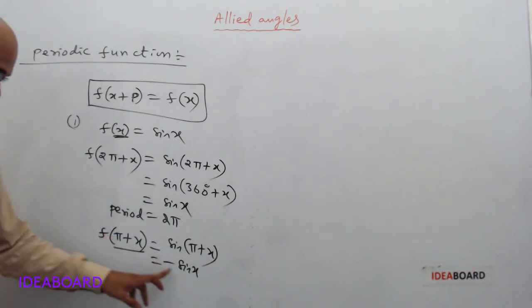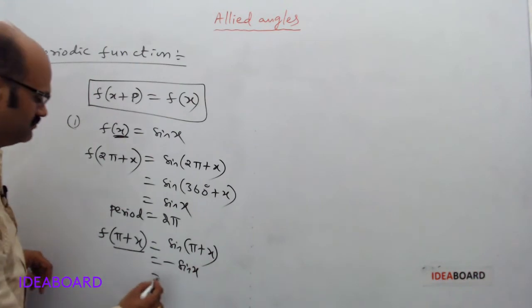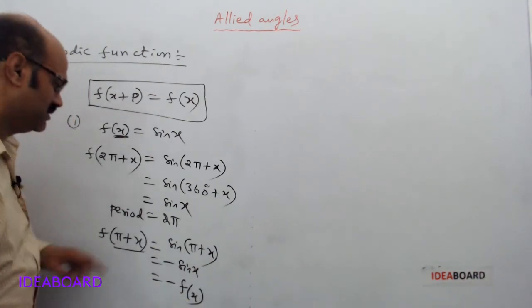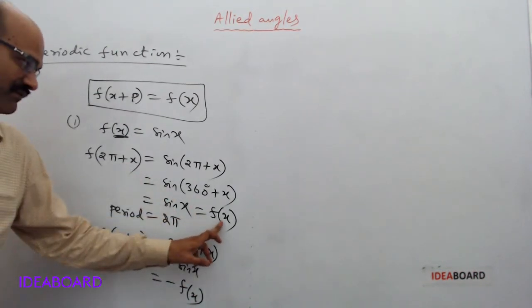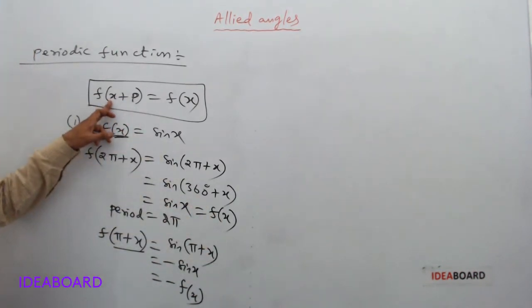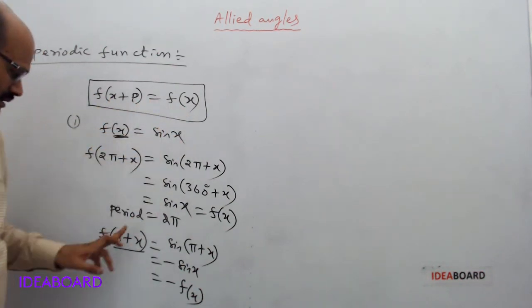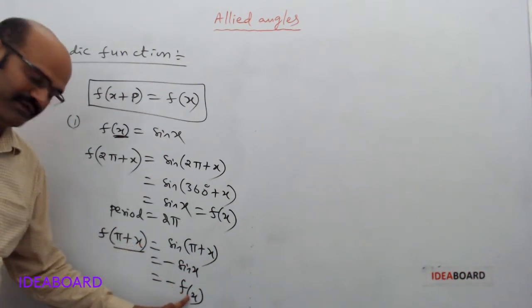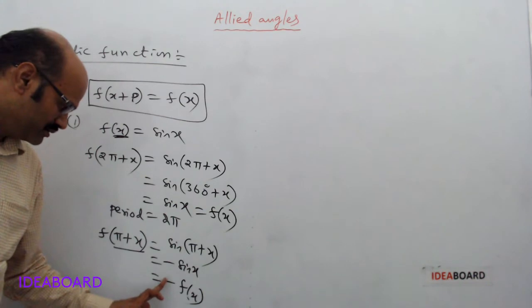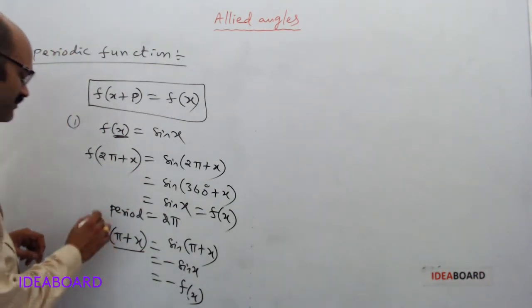So here we are getting minus f of x. Here we are getting f of 2 pi plus x equal to plus f of x. According to the definition, we have to get f of x plus p equal to f of x. When you take f of pi plus x, we are getting minus f of x, not plus f of x. So the period is in this case 2 pi, not pi.